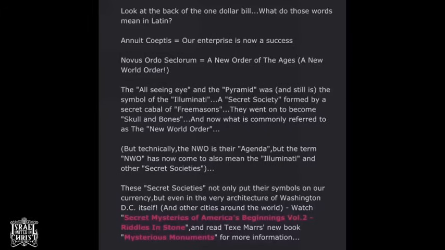Go ahead. The all-seeing eye and the pyramid was and still is the symbol of the Illuminati, a secret society formed by a secret cabal of Freemasons. Mm-hmm. They went on to become Skull and Bones, and now what is commonly referred to as the New World Order. Now give me the dollar bill.